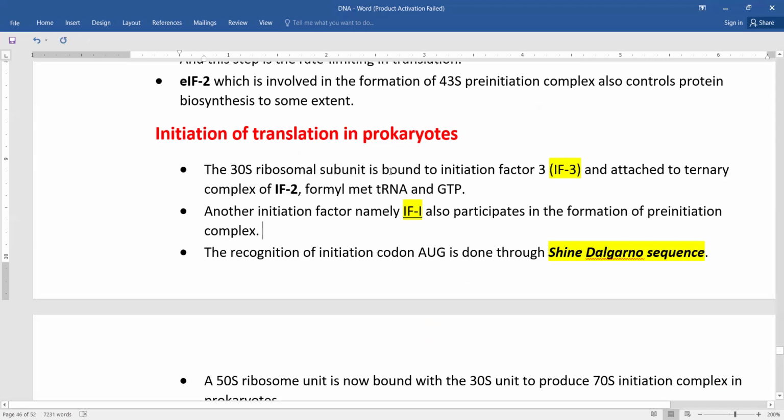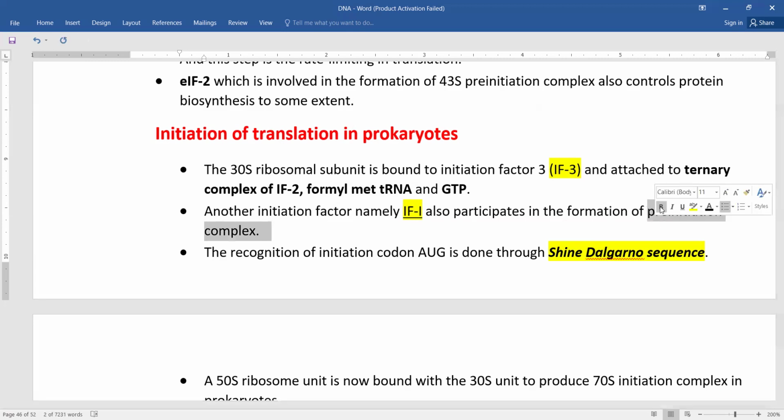Okay. The 30S ribosome subunit is bound to initiation factor 3 and attached to the ternary complex of IF2 having GTP, formyl-methionine tRNA and GTP. ఇక్కడ 4 ఉన్నాయి చూడండి. టెర్నరీ కాంప్లెక్స్ అంటే ఏంటి? ఒకటి IF2, రెండు మిథియోనైన్ ఆర్ ఫార్మైల్ మిథియోనైన్ విచ్ ఇస్ అన్ అమైనో యాసిడ్, టిఆర్ఎన్ఏ థర్డ్, జీటీపీ ఫోర్త్. దిస్ ఇస్ టెర్నరీ కాంప్లెక్స్. ఈ టెర్నరీ కాంప్లెక్స్ కి IF3 అండ్ IF1, ఇవి రెండు బైండ్ కావడం వల్ల ప్రీ ఇనిషియేషన్ కాంప్లెక్స్ అనేది ఫామ్ అవుతుంది.